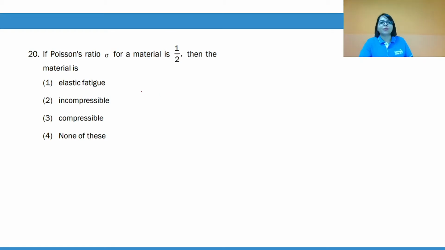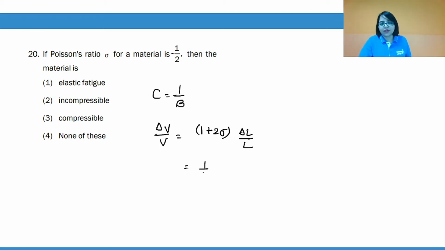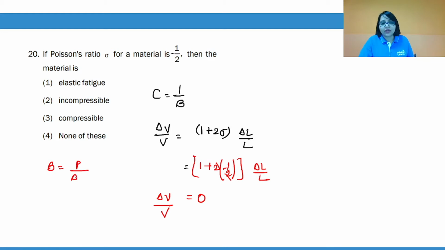Question number 20. If the Poisson's ratio of a material is -1 by 2, then the material is: elastic, incompressible, compressible, or none of the above. We know that compressibility is 1 upon bulk modulus. But delta V upon V is also given by 1 plus 2 sigma into delta L upon L. But sigma is -1 by 2. So delta V upon V will be 1 plus 2 times -1 by 2, into delta L upon L, which is 1 minus 1, so it is 0. So bulk modulus, which is P upon delta V upon V, is P upon 0, that is equal to infinite. And bulk modulus is infinite for incompressible materials, right? So the correct answer is option 2.